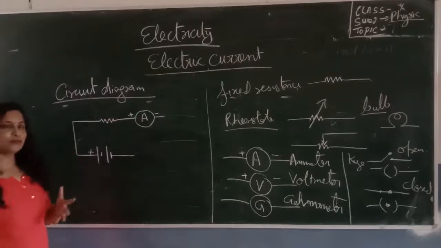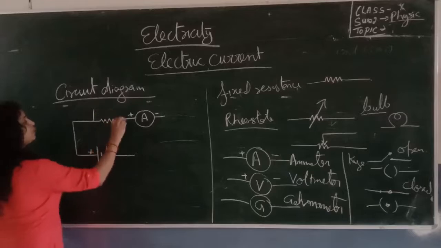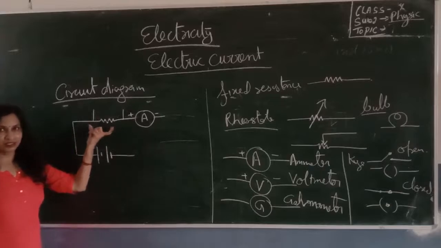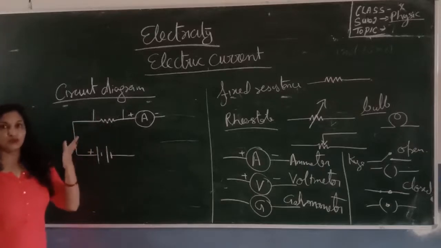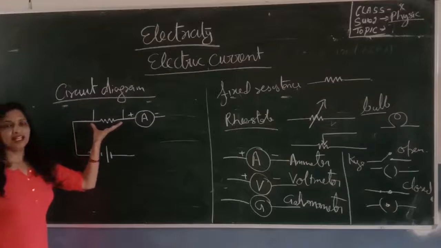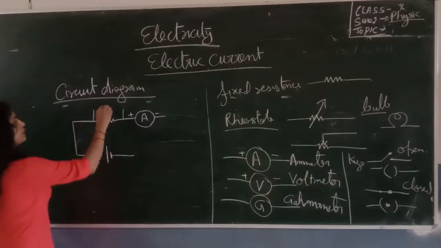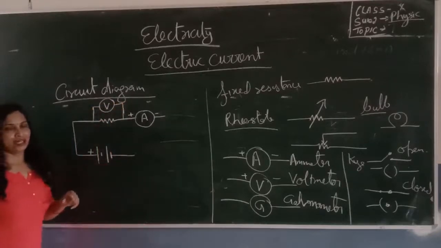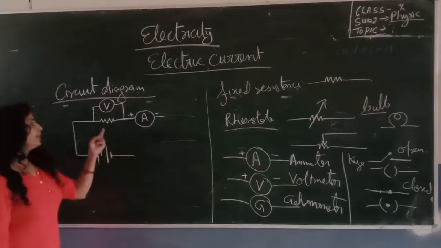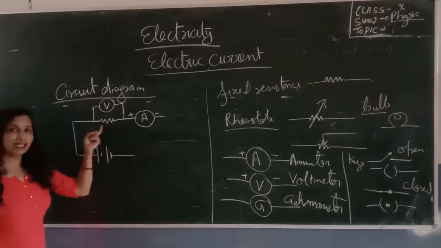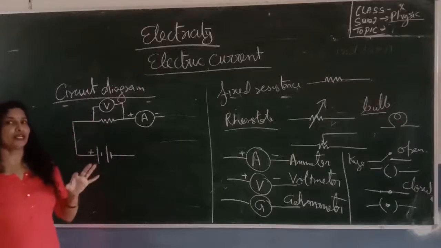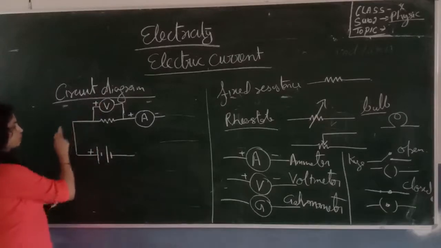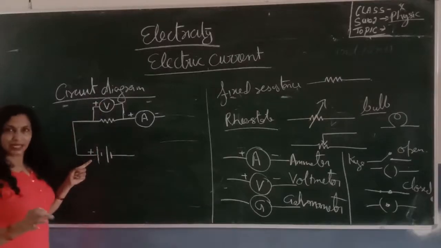Now, how will you connect the voltmeter? You will connect the voltmeter in parallel with this resistance wire. If you want to find out the potential difference of this resistance wire, then you will connect the voltmeter in parallel with this resistance. So the voltmeter is connected like this. Again, it's not enough only to connect it in parallel with the resistance wire, but it's also important that the positive terminal of the voltmeter should be towards the positive terminal of the battery. Again, I'm telling you, it's very important.